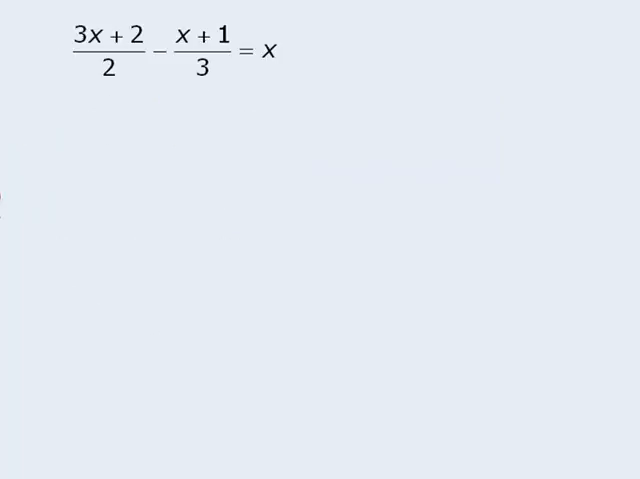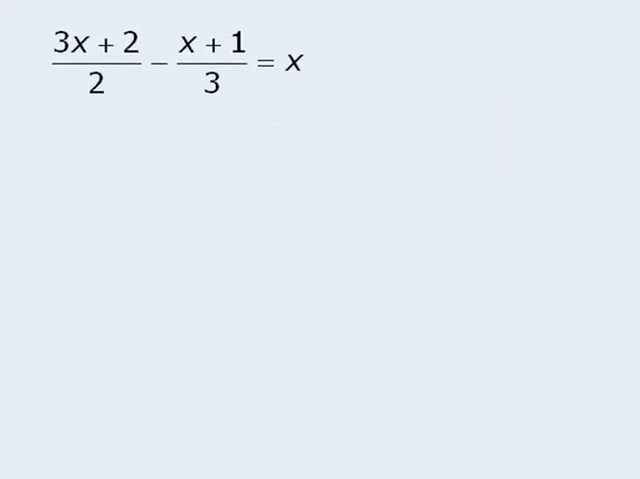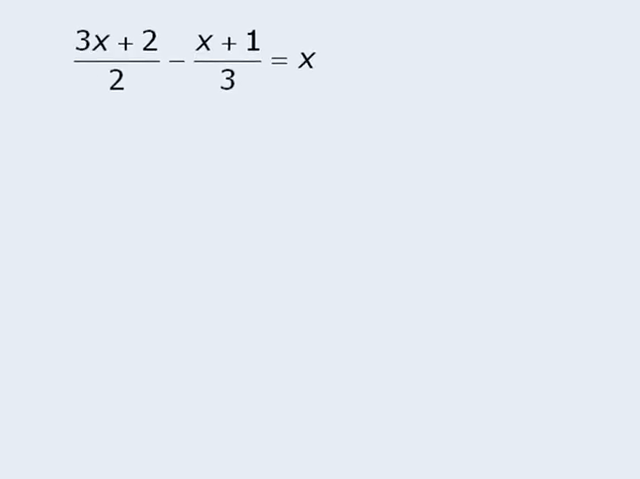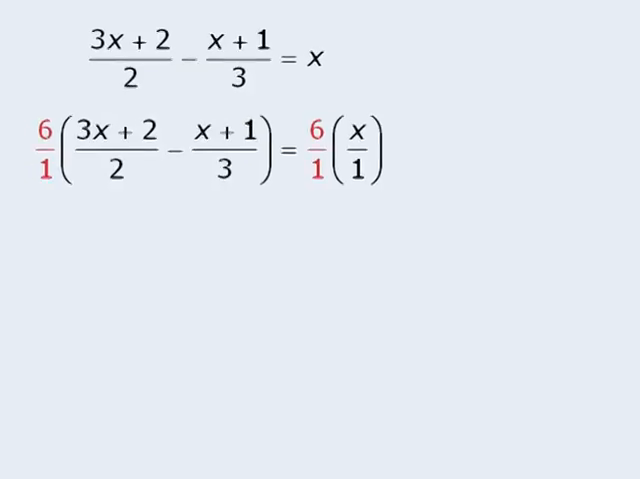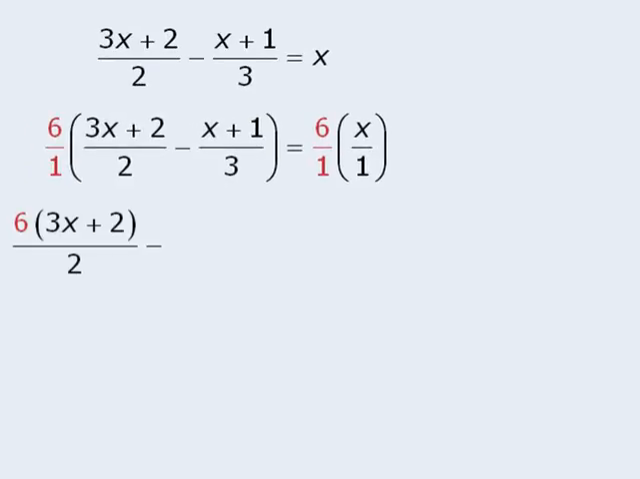Now here's a more advanced question. To eliminate the fractions here, we'll multiply both sides of the equation by the least common multiple of the denominators. The least common multiple of 2 and 3 is 6, so we will multiply both sides by 6. Now let's expand the left-hand side. 6 over 1 times the first rational expression is equal to the following, and 6 over 1 times the second rational expression is equal to this.